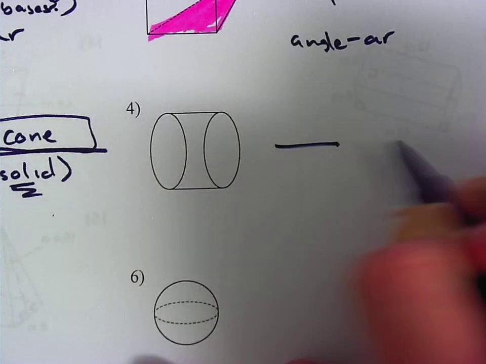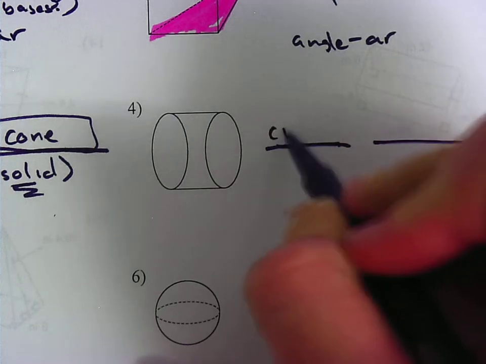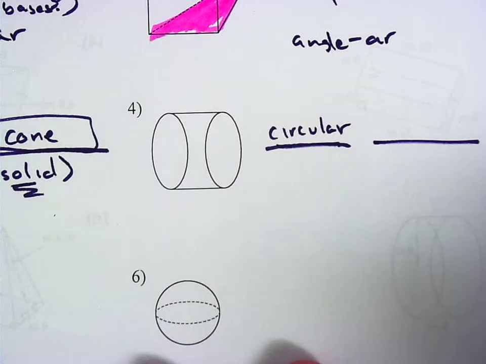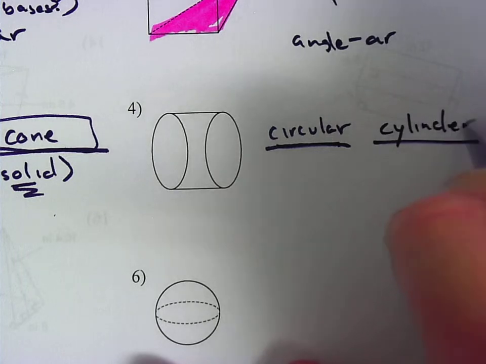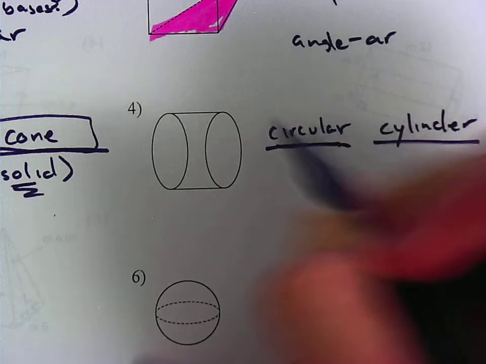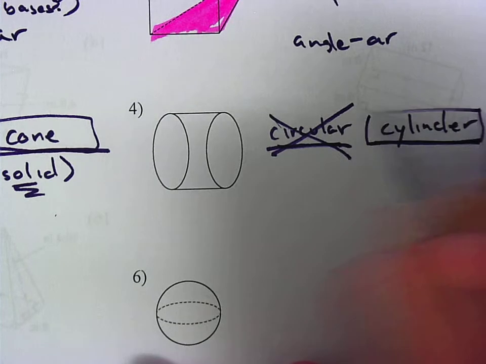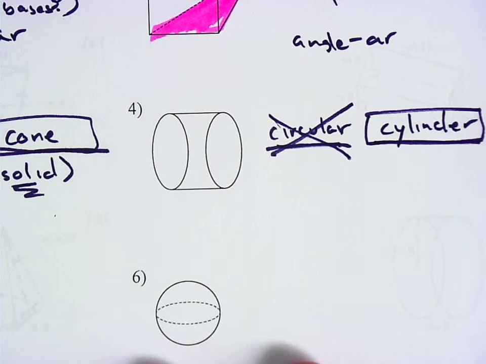Now, over here on number 4, it's much the same thing. This thing has a circular base, and it's a cylinder, but because we assume that a cylinder has a circular base, we just write cylinder.